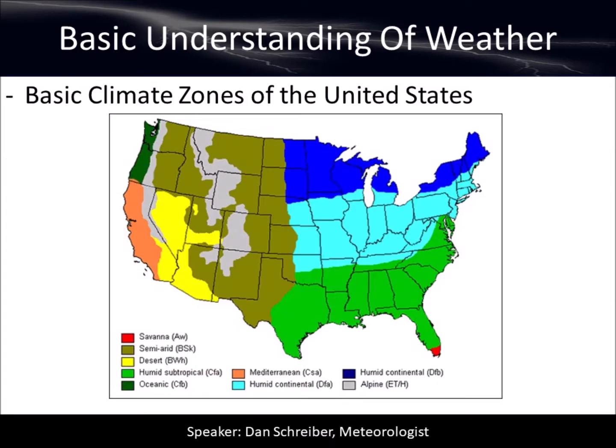In the United States, there's several different climate zones, and you can pull this map up for anywhere in the world. You can type in Köppen climate classification, or just climate zones of the world into Google. If you're not from the United States, you can type it in and you can see maps similar to this. But we need to understand what the climate zones are where we live.